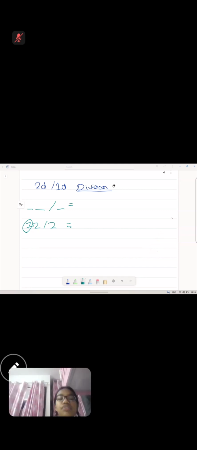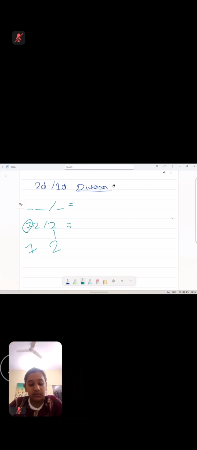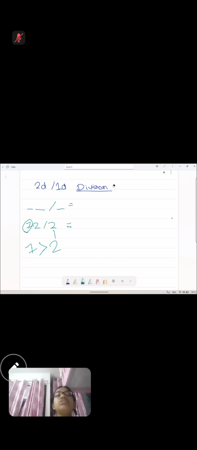So the first digit here is 7 and in the divisor it is 2. So is 7 bigger than 2 or smaller than 2? 7 is bigger than 2. Very good. So when the first digit of the dividend is greater than the divisor, our answer comes in how many digits? 2 digits. Okay.